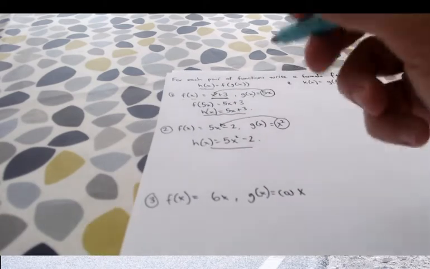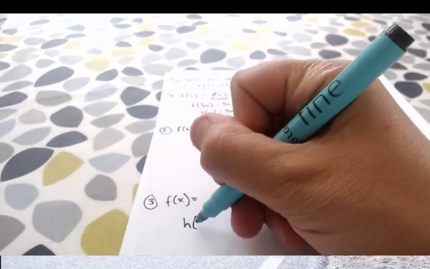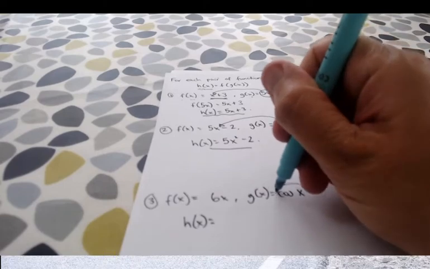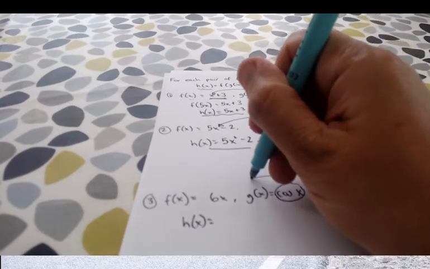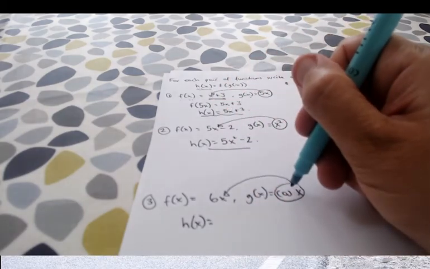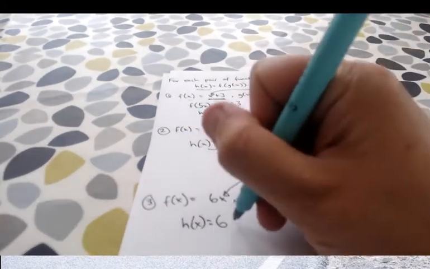Right, number 3. Again, I want h of x, which is f of g of x. So that thing there is going in there. I'm replacing the x with this thing here. So that would be 6 cos x.